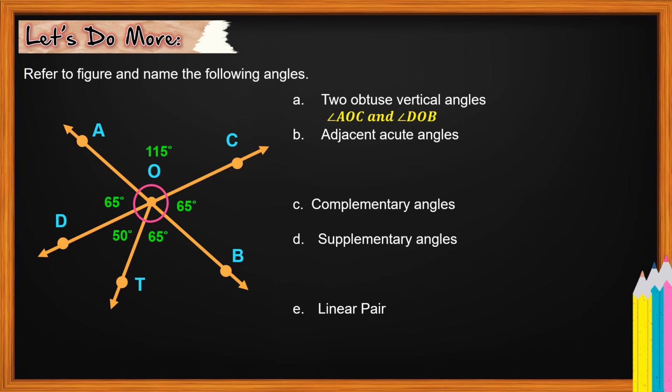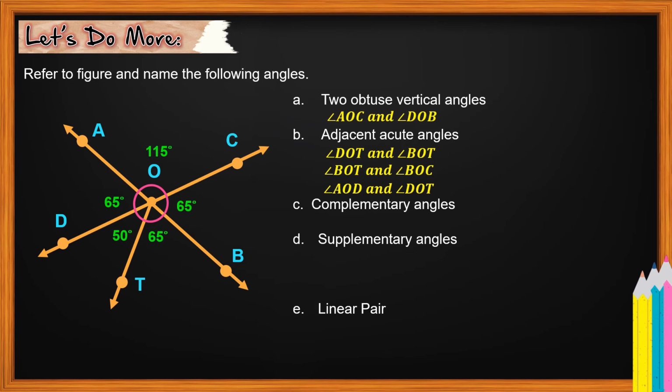For letter B, adjacent acute angles, these are angle DOT and angle BOT. The common side is ray OT. Next, we have angle BOT and angle BOC, and the common side is ray OB. Next, we have angle AOD and angle DOT, and the common side is ray OD.